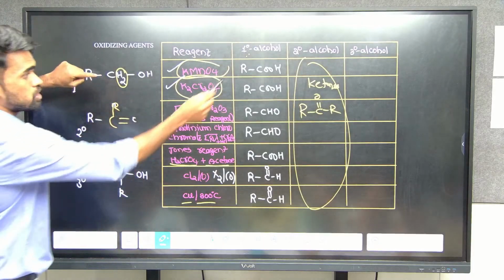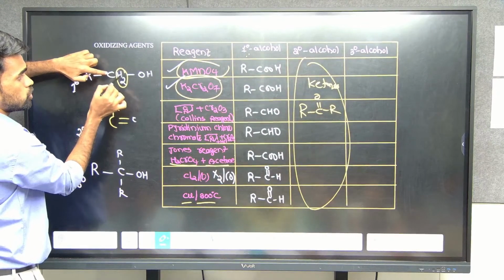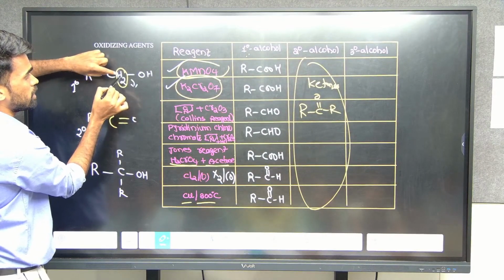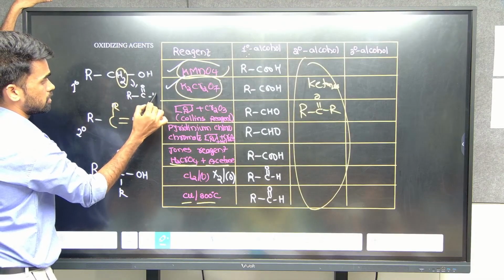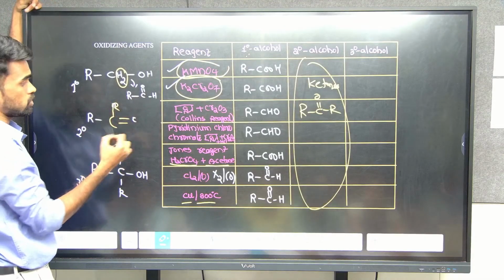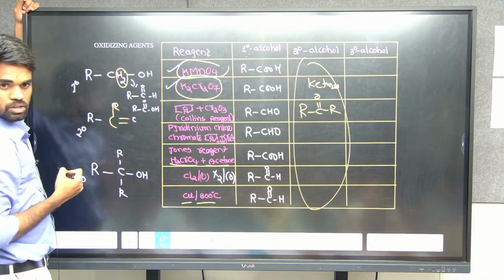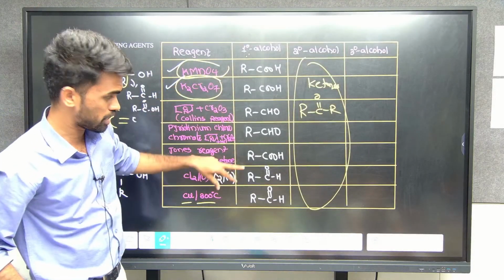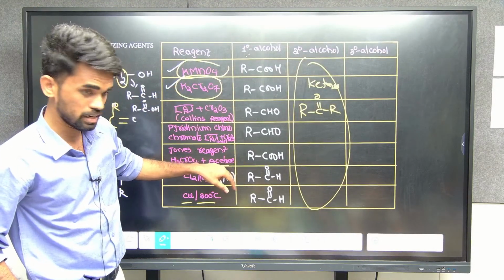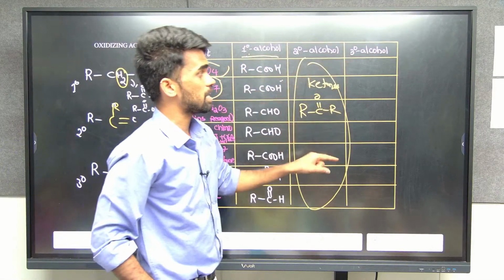When it comes to primary alcohol, there are two possibilities: carboxylic acid or aldehyde, because 2 hydrogens are there. If I remove one hydrogen, you get the oxidized product aldehyde. If I remove one more hydrogen and convert it into OH form, you get carboxylic acid. That's why sometimes you see carboxylic acid and sometimes aldehyde in the case of primary alcohols.